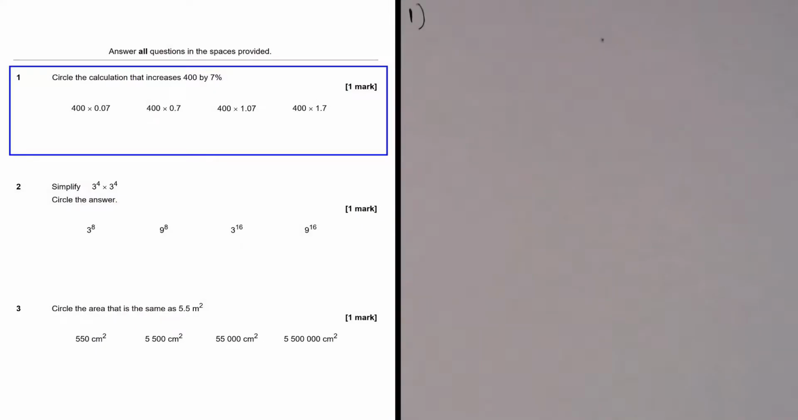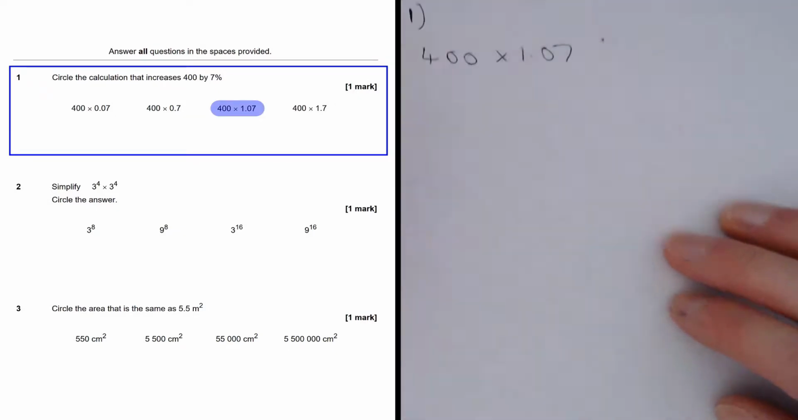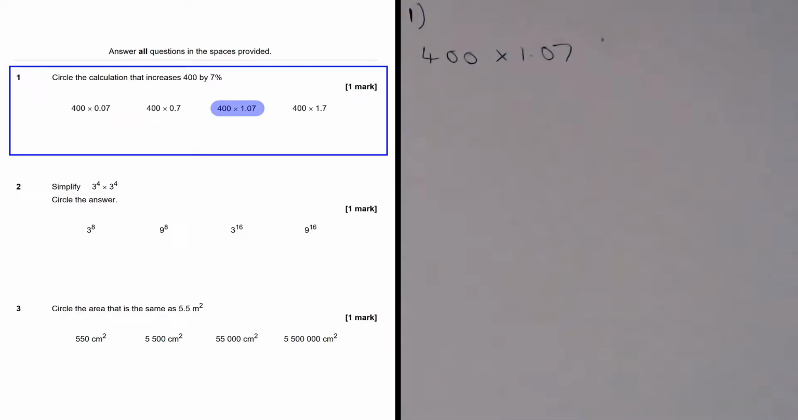Question 1 asks us to circle the calculation that increases 400 by 7%. Now the answer to this question is 400 multiplied by 1.07. This is only a 1-mark question, you shouldn't spend too long on this, and this should be something that you're quite comfortable with by now. However, we can adopt a bit of logic for those who are struggling.